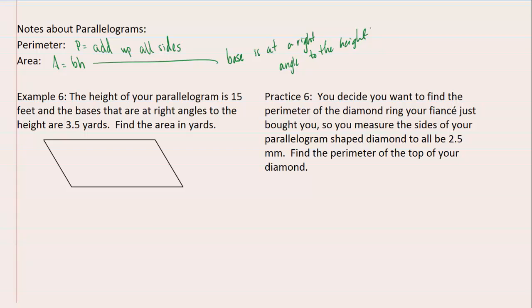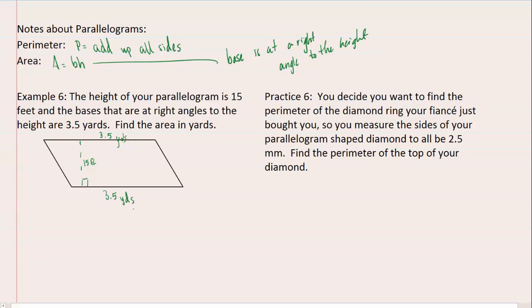Let's start with example 6. On example 6, it says the height of the parallelogram is 15 feet. So, if the height is 15 feet, that would mean that I would need to write a height in that is at a right angle or perpendicular to the 2 parallel sides. That way, it has this right angle. And it is 15 feet. It then says that the bases that are at right angles to the height are 3.5 yards. Which means the upper base and the lower base would both be 3.5 yards.